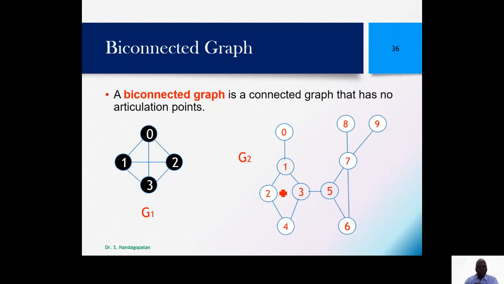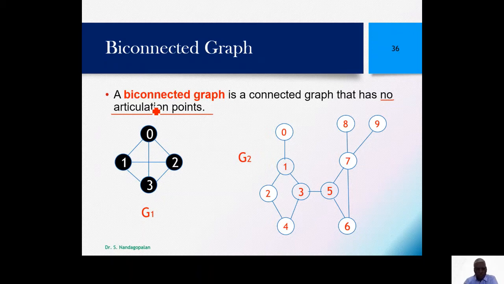Now coming to what is known as a biconnected graph, and then we go for biconnected components. A biconnected graph is a connected graph that has no articulation point. So I should not have an articulation point. What does it mean? It means that whatever vertex I select in the given graph, it should not give me two or more connected components. It should always give me one connected component.